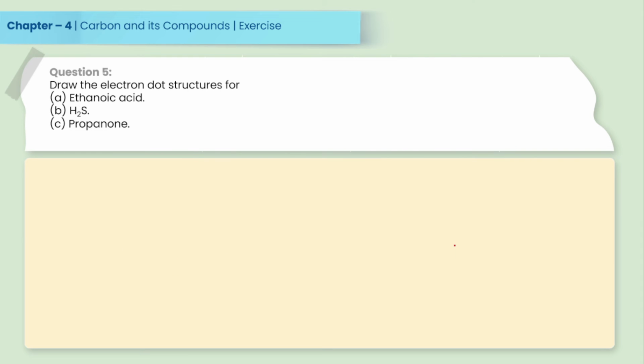Talking about the third part, which is propanone. Propanone is CH3COCH3. So here we have 3 carbon atoms. Let us draw the first carbon atom here with 4 electrons in the outermost shell and is bonded to 3 hydrogen atoms. The next carbon atom is bonded with oxygen atom via double bond, like this, and this oxygen atom has 6 electrons in the outermost shell. The third carbon atom is bonded with 3 hydrogen atoms again.